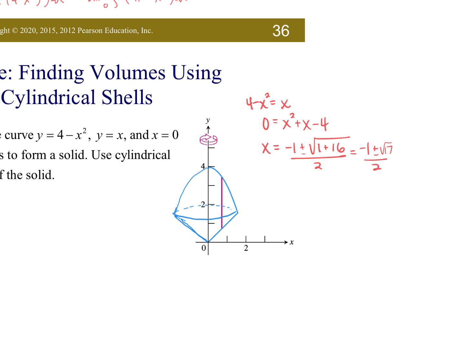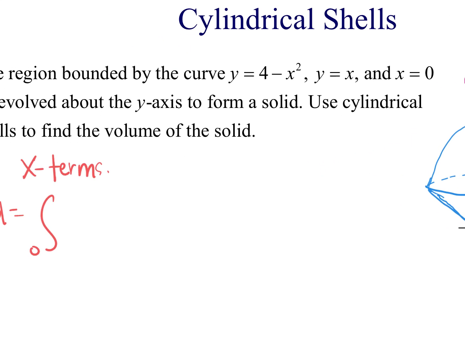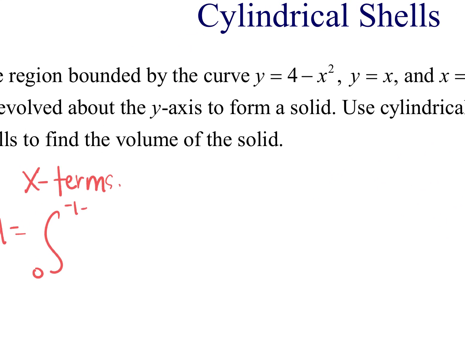I want the positive one because I'm in the first quadrant. If I picked the negative one, I'd be picking the one in the second quadrant. I want the positive one. So my bound, and that's not lovely, is -1 plus the square root of 17 over 2.